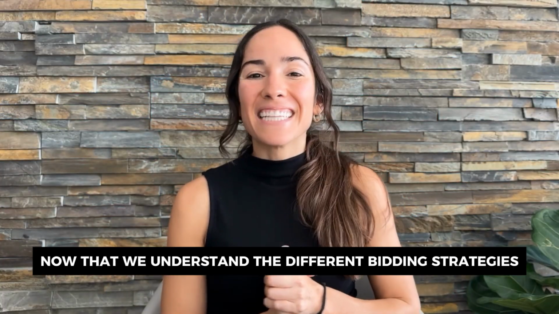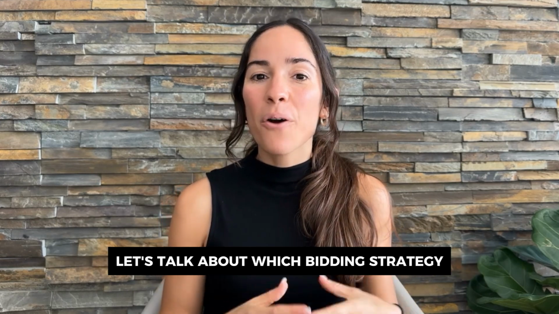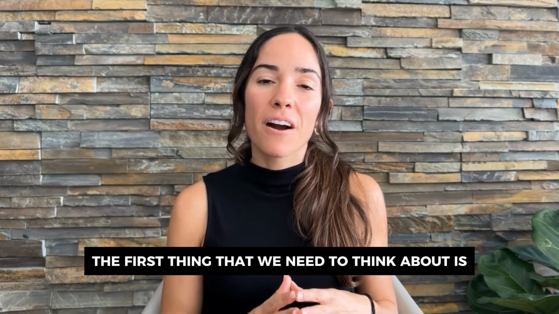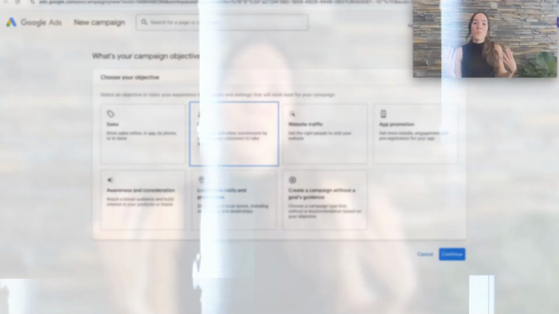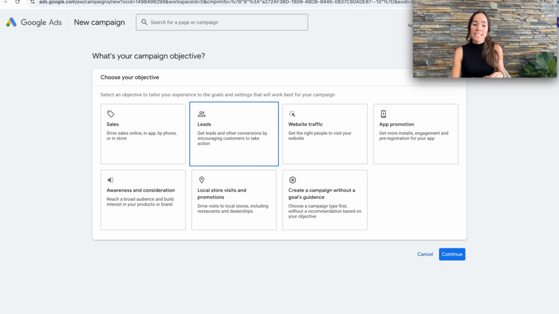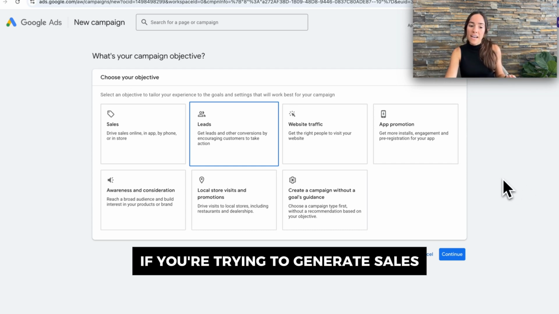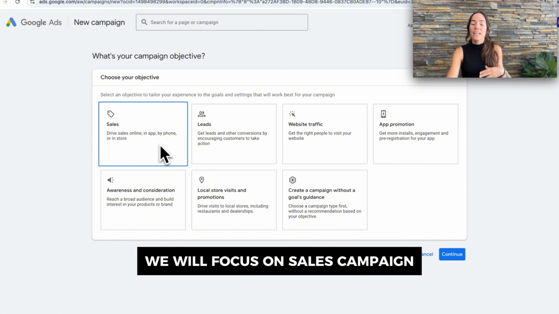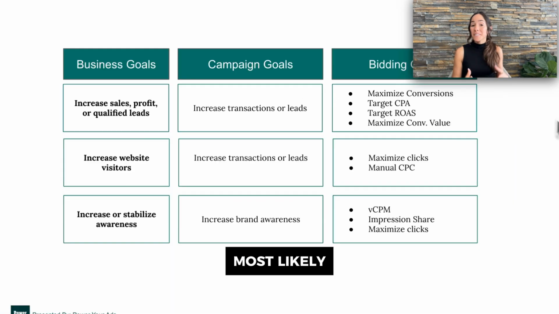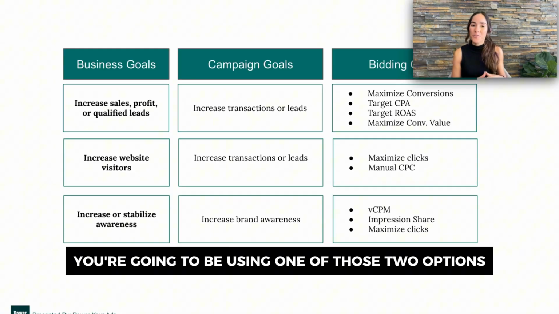Now that we understand the different bid strategies, let's talk about which bid strategy is the right one for your business. The first thing that we need to think about is what's your business goal. So here we are going to choose the objective of our ads. If you're trying to generate sales, we will focus on a sales campaign. If you're trying to generate leads, then we'll choose the lead objective. Most likely, you're going to be using one of those two options.